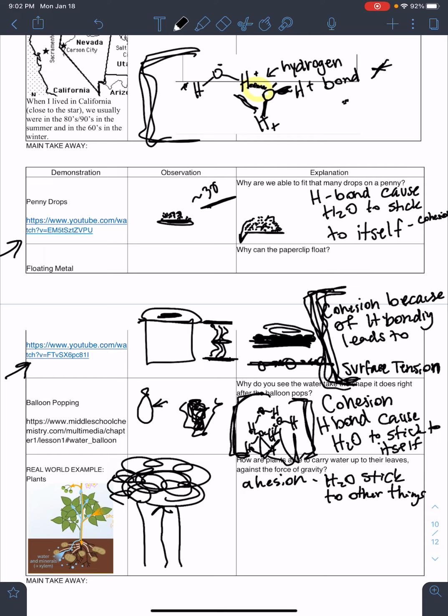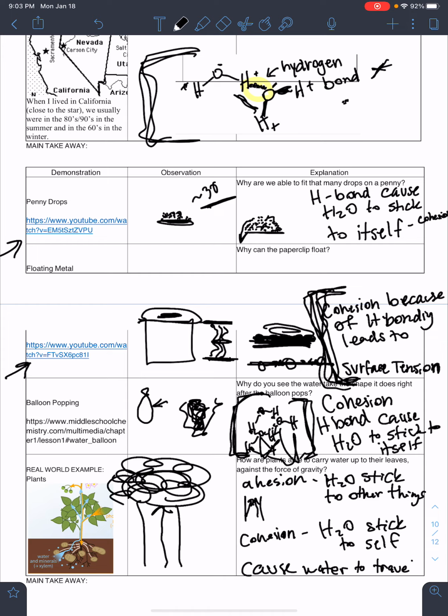And so because water is able to stick to other things, it causes the water to climb up the tree. So water is climbing up the tree, and also because of cohesion, the water sticking to itself, it is able to carry up a ton of water to all of the different leaves. So adhesion and cohesion, water sticking to itself and to other things, is what's causing that water to travel up and bring water to the rest of the plant.